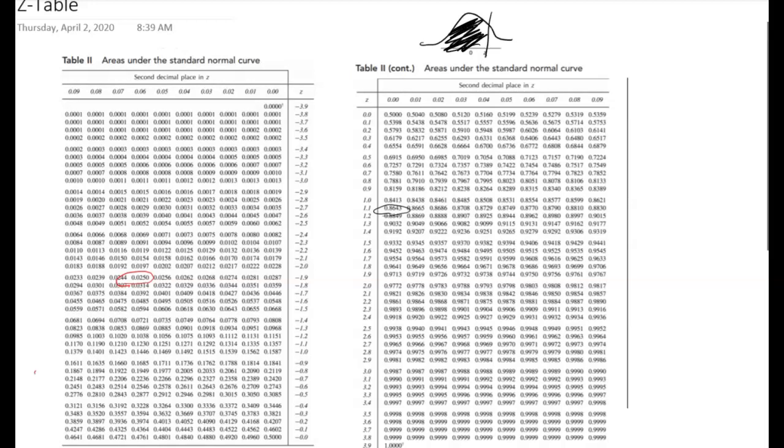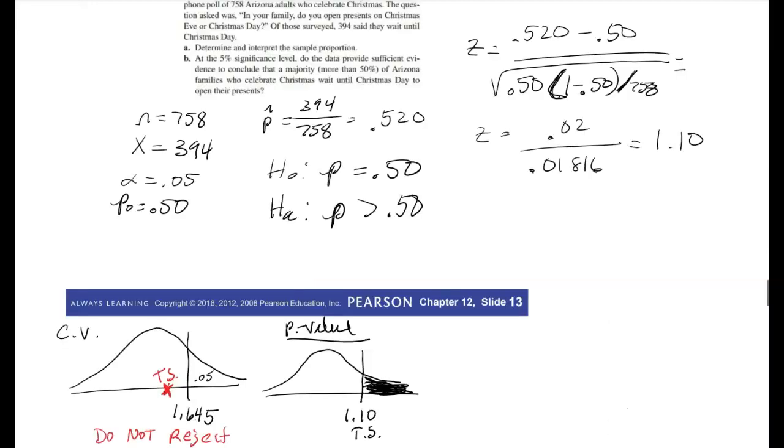We don't want the area to the left, so you can do 1 minus that, or if you want, you can just use this idea of symmetry and do negative 1.1 over there. And if you do 1 minus it, it's going to be 0.1357, which is what your p-value is. So this area, this p-value, is 0.1357. So what do we compare it to?